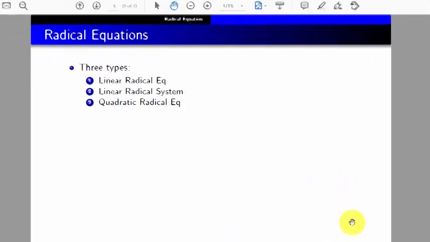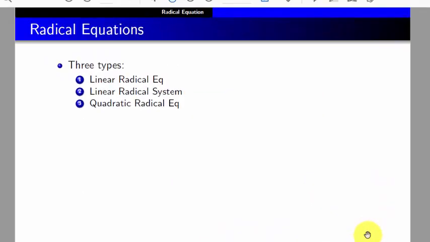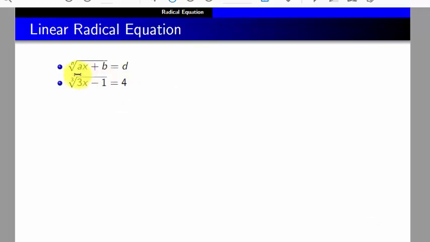Radical equations we study in three types: linear radical equation, linear radical system, and quadratic radical equations. The general form of a linear radical equation can be written as ax plus b under the nth root is equal to d, such as the third root of 3x minus 1.